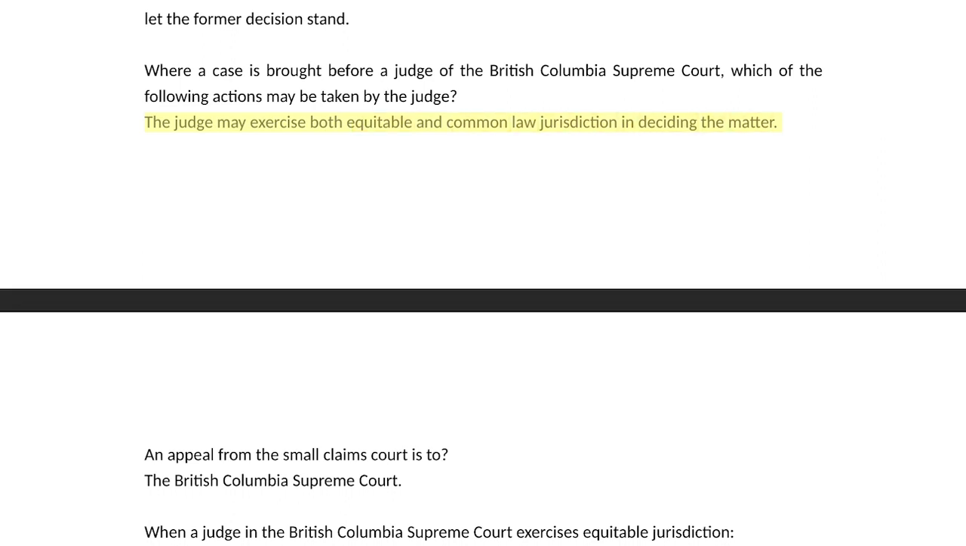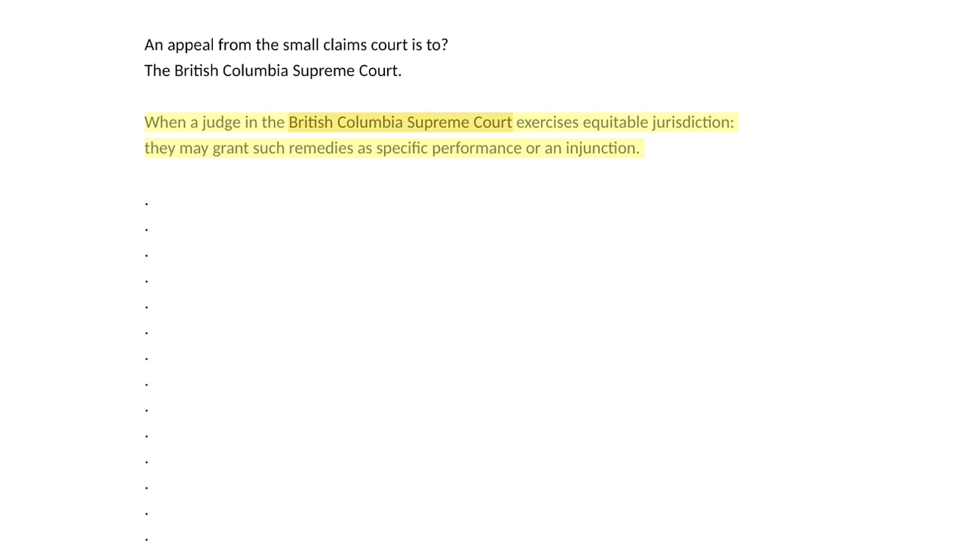An appeal from the small claims court is to the British Columbia Supreme Court. When a judge in the British Columbia Supreme Court exercises equitable jurisdiction, they may grant such remedies as specific performance or an injunction.